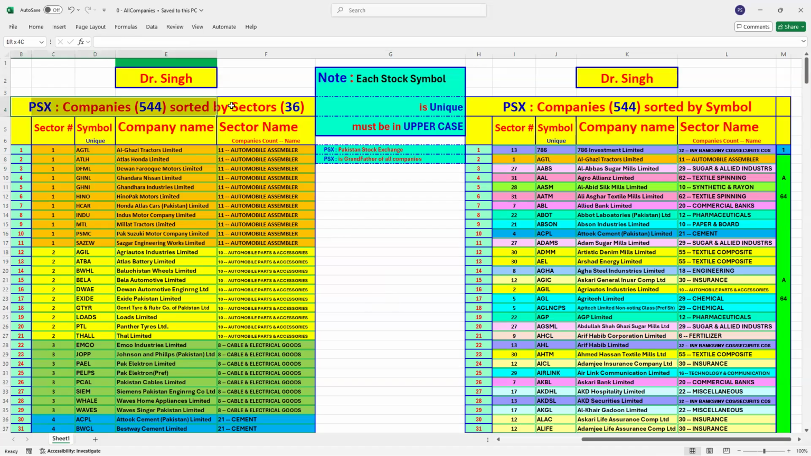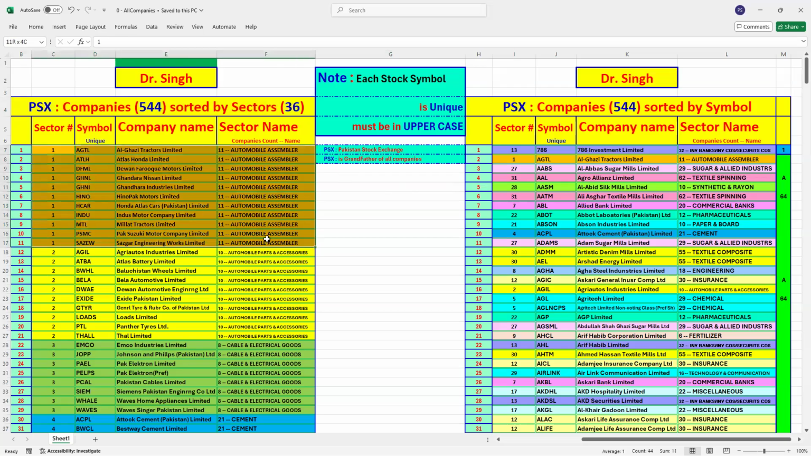Now let's come back over here. Always follow the mouse. PSX. In Pakistan there are 544 companies. PSX is one of them, and these companies are sorted or grouped into what are called sectors. Group and sector mean the same thing. A total of 36 sectors, 36 groups. And each company of the 544 will belong to one sector only, one group only. Okay, that's how it is. So they're divided into various sectors or groups.